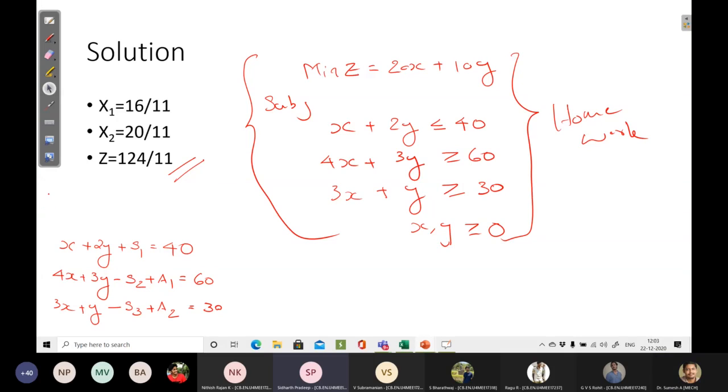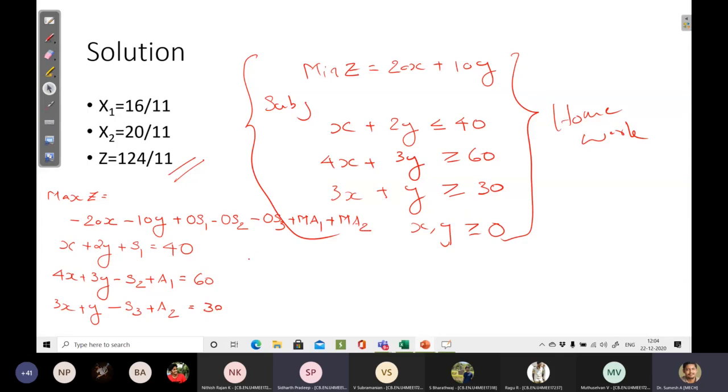Maximize minus 20x minus 10y plus 0 s1 minus 0 s2 minus 0 s3 minus M a1 minus M a2.